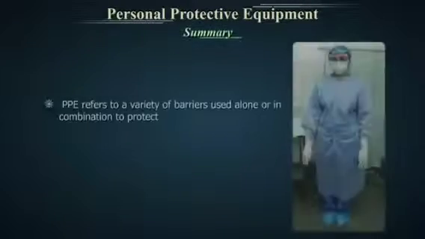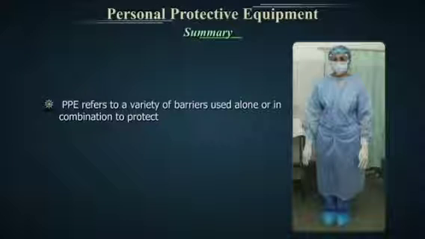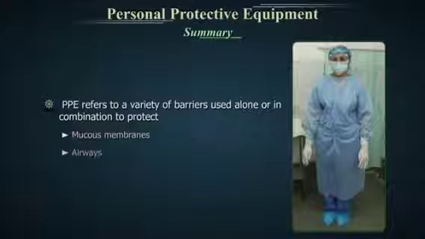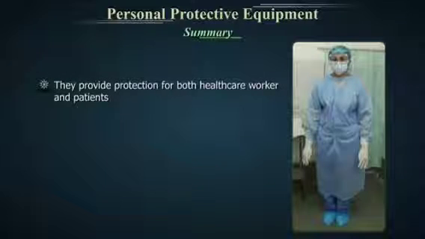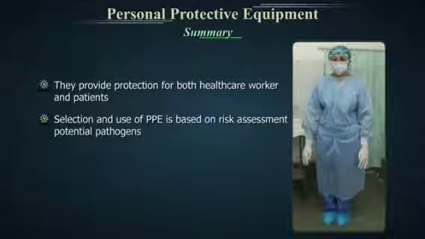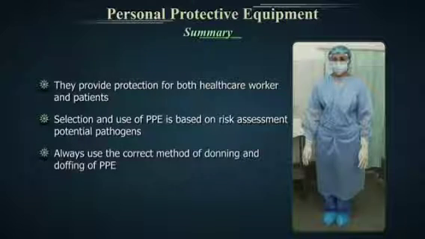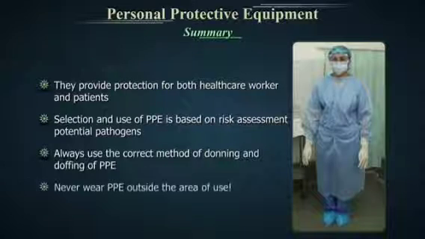The summary. Personal protective equipment or PPE refers to a variety of barriers used alone or in combination to protect mucous membranes, airways, skin, and clothing from contact with infectious agents. They provide protection for both healthcare workers and patients. Selection and use of PPE is based on risk assessment and potential pathogens. Always use the correct method of donning and doffing of personal protective equipments. Never wear personal protective equipments outside the area of use.